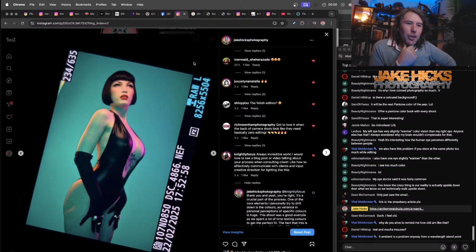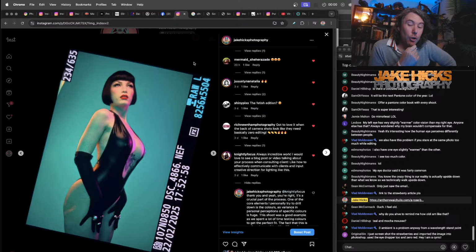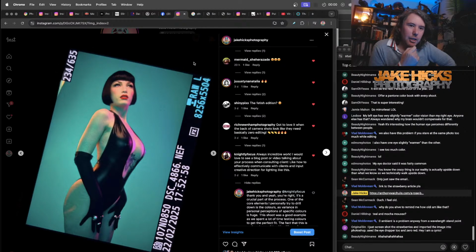Zero ambient is a problem anyway from a wavelength standpoint. It is, yeah. It's not something that I ever did in the studio with flash. I didn't really think about it. But now with LEDs, you have zero ambient. Yeah. I just screenshot the strawberries and imported the image into Photoshop. Used the eyedropper, zero red.